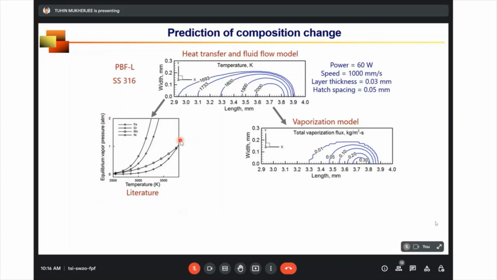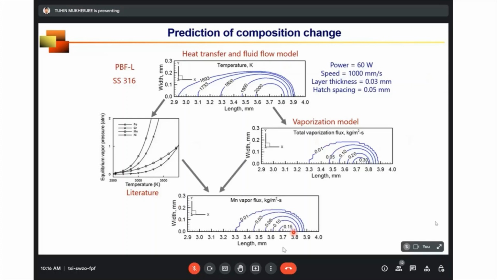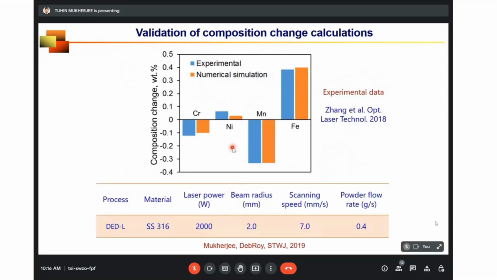So we take the database from literature or any handbook, combined with the vaporization calculation, then we can know the vapor flux for individual elements. And what is the benefit? We can calculate the composition change for individual elements. Then we do EPMA to figure out the composition in the final part and see that they match reasonably well. So it seems a very complex process, but with the help of the model, actually we can tailor the process conditions and prevent this kind of undesirable composition change. We can completely change the phase formation and final microstructure.